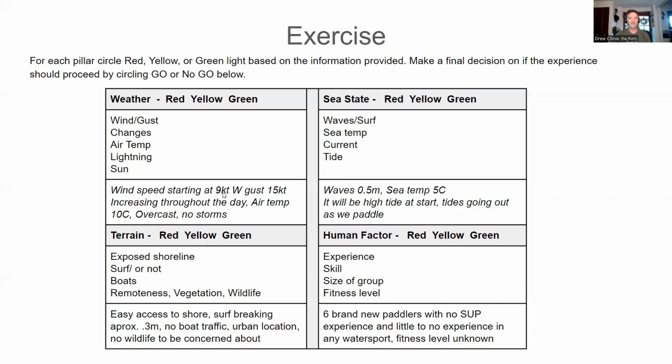Weather, wind speed starting at 9 knots west, gust 15 knots, increasing through the day, air temp 10 degrees, overcast, no storms. You know, that's a lot of wind. What would you put on that one? Red, yellow, green.